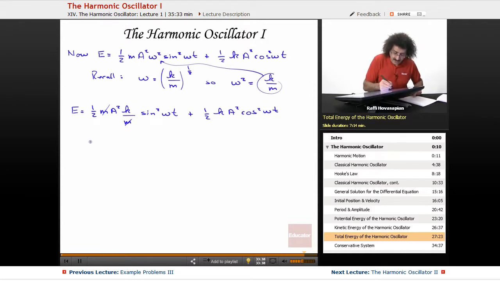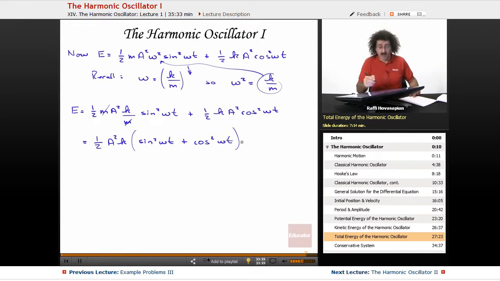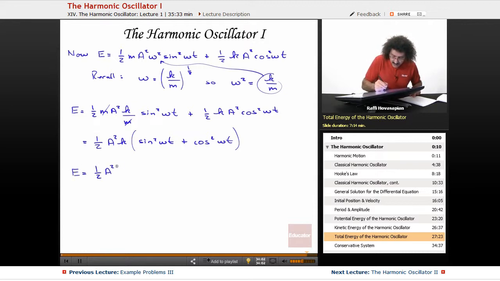I go ahead and I combine terms and factor out. I have 1/2 A squared K, 1/2 A squared K. So I have 1/2 A squared times K times sine squared omega t plus cosine squared omega t. And you remember from trigonometry that sine squared plus cosine squared is equal to 1. Therefore, my total energy is 1/2 A squared times K. Total energy of the harmonic oscillator. This is a constant. A is the amplitude. It's a constant. K is a constant.